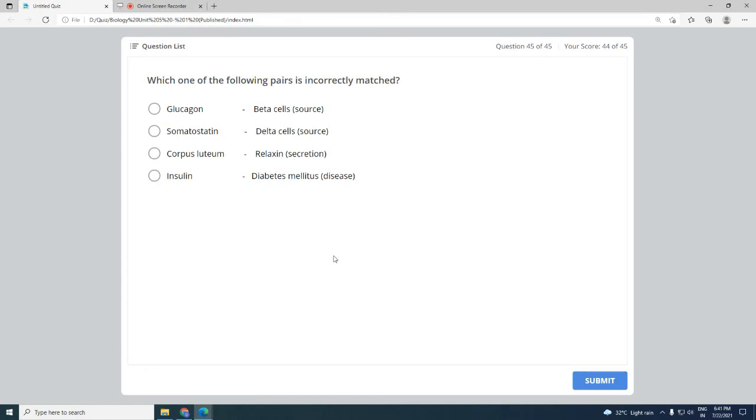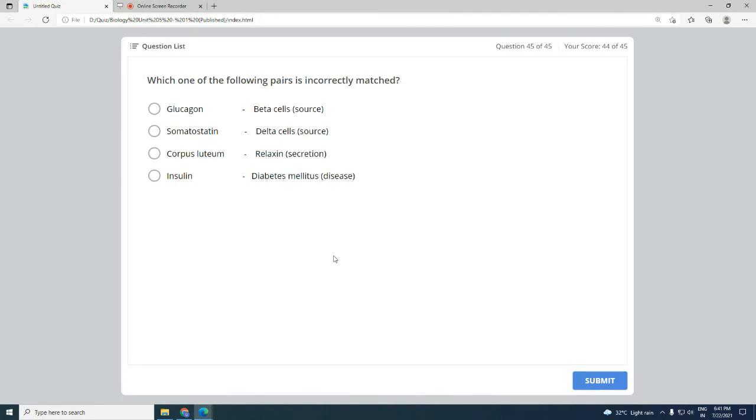Okay, the last question, which one of the following pairs is incorrectly matched? Which pair? Glucagon, beta cells is the source. For the somatostatin, delta cells is the source. For the corpus luteum, relaxin is a hormone secreted from them. For the insulin, the disease diabetes mellitus.